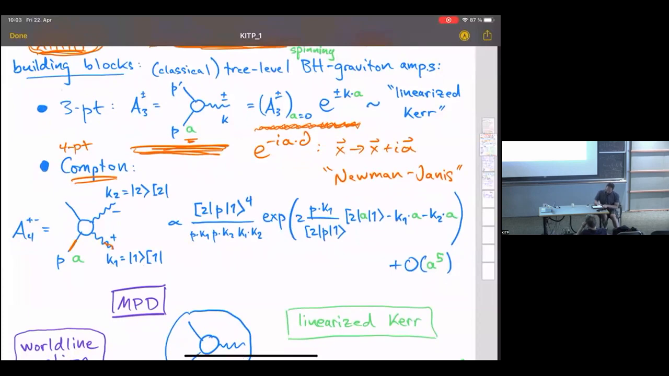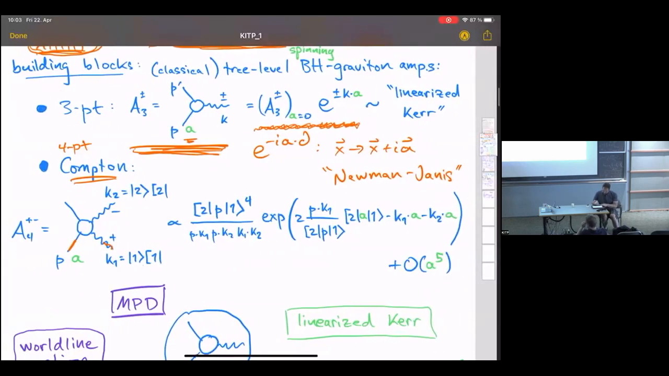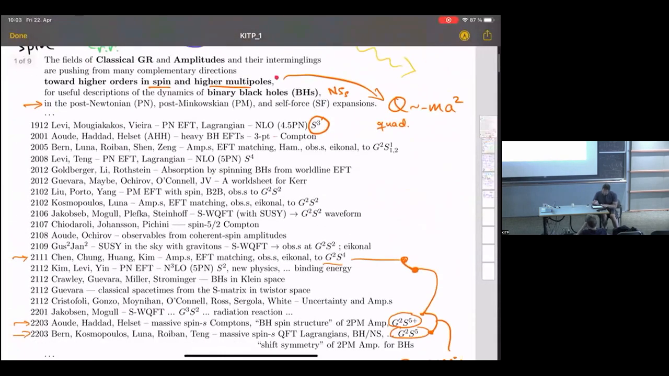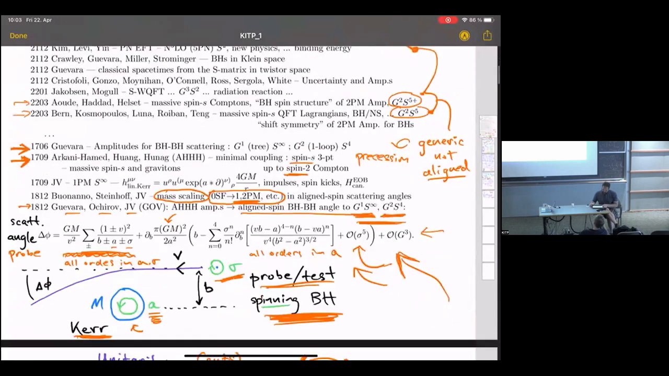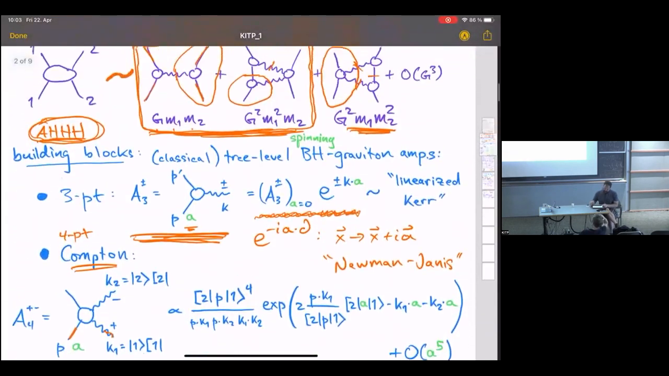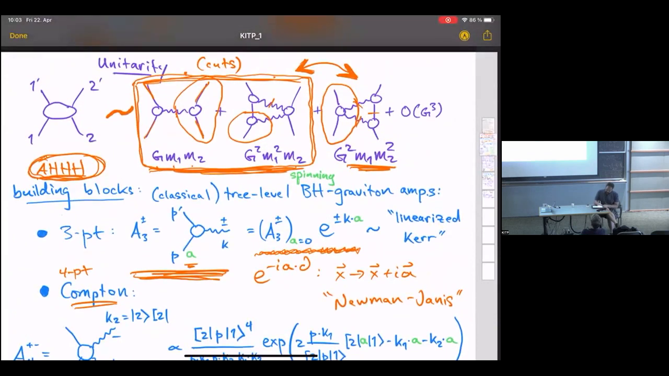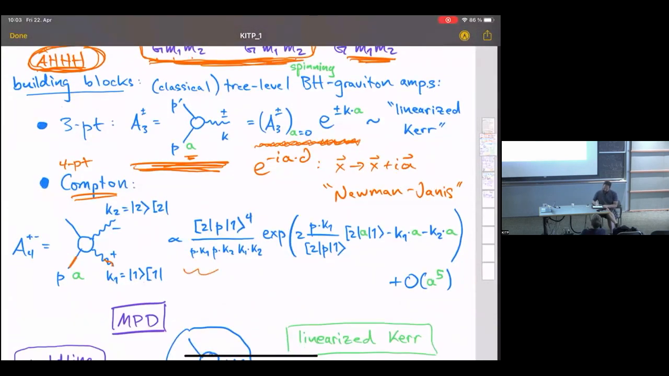But let me say, in the meantime, in particular, I want to point to this paper by Raphael and Andreas, who are in the audience, and Case, who is not here. It's a way of taking that original amplitude from Arkani-Hamed et al. and better understanding it, and in particular writing it in this very nice form.